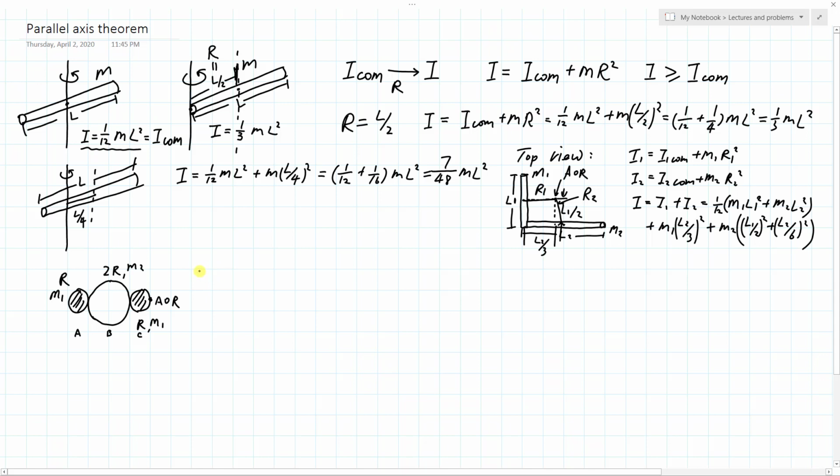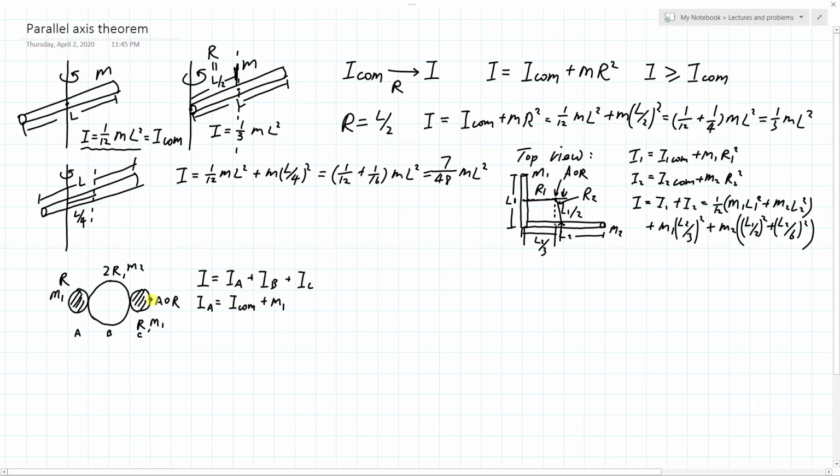Okay, so we want the rotational inertia. And we know that it's going to be the sum of the A section, B section, and the C section. Each one of them is not necessarily the rotational inertia around their own center of mass. So for example, for the A section, this is going to be the center of mass term plus m1 times a distance squared.